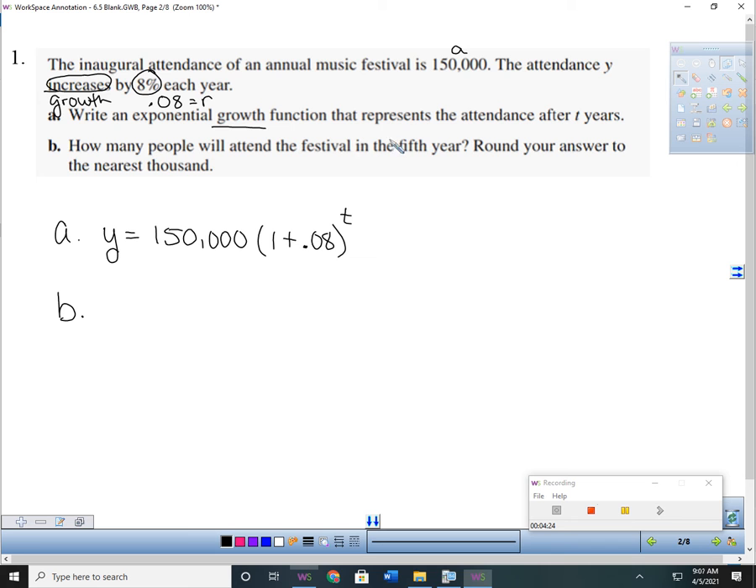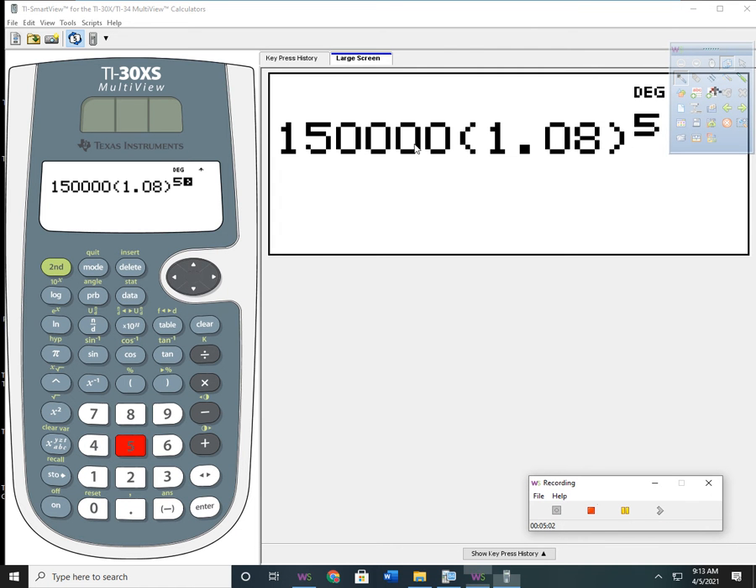How many people will attend the festival in the 5th year? Your years is represented by the t. So we're going to plug a 5 in for t. So we have y equals 150,000 times 1. Now, I could actually put this together as 1.08 instead of putting the 1 plus 0.08. And then I'm plugging in the 5. And then all I have to do is plug that in, and that's going to tell me how many people they expect to have in the 5th year. So I just plug it all in just like that.